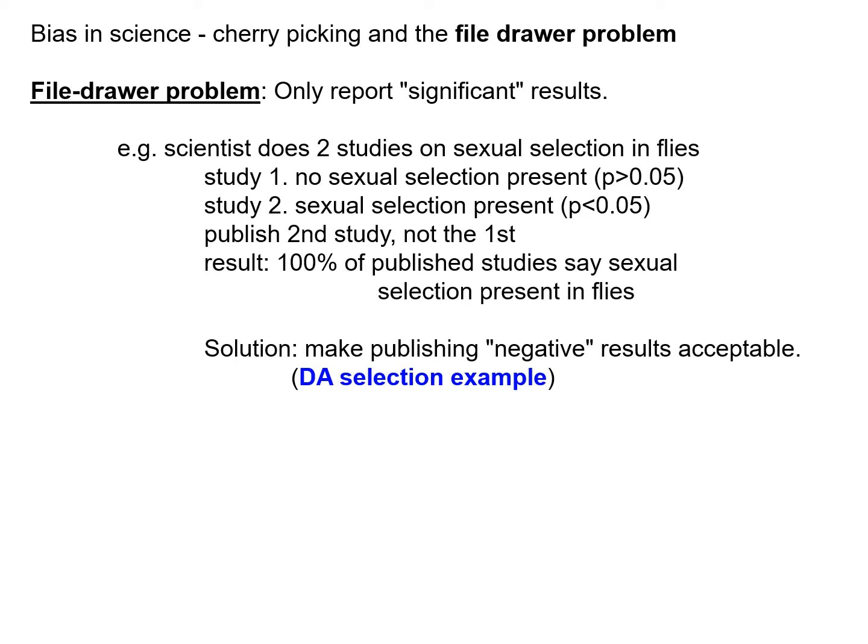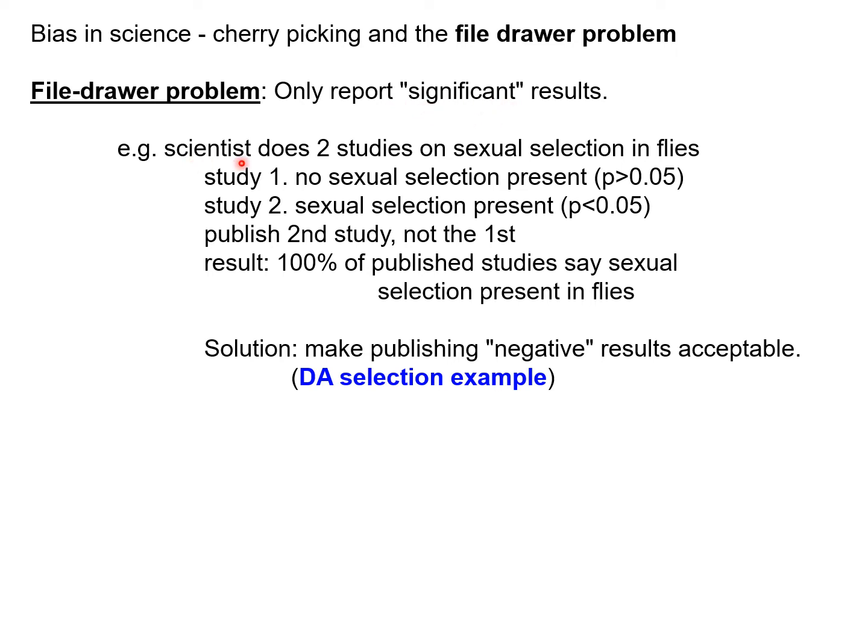A related problem is called the file drawer problem. So it's going to have the same effect on science, but the motivation is going to be more benign and less nefarious. So in the file drawer problem, we're only going to report or publish papers that have significant results.